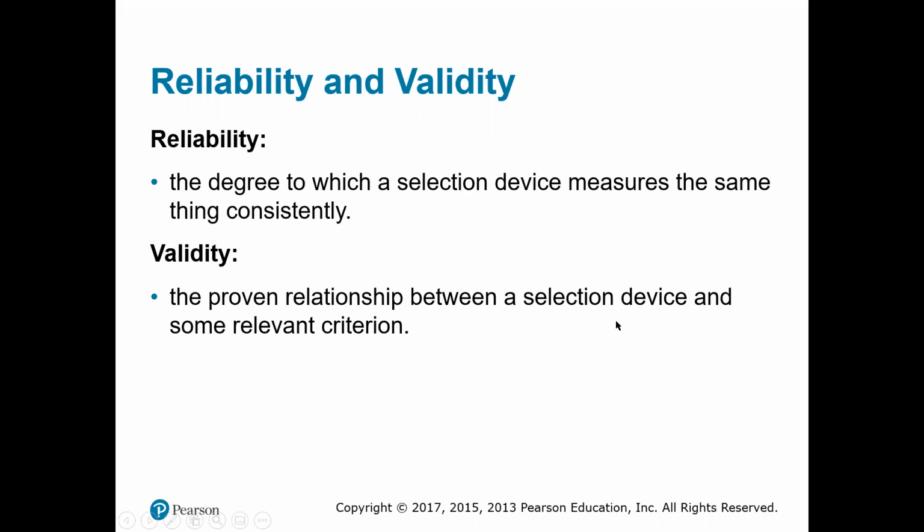Validity is when I'm using a selection tool, does it actually measure the kind of skills that I need them to perform on the job? If I'm testing you on a particular skill and you basically will never use that skill on the job, it's not a valid instrument. It's not a valid selection device or tool. If the tool is measuring a particular skill, that skill should be relevant to your job. That skill should make your job performance better. Then it's a valid selection device. It's a valid selection tool.